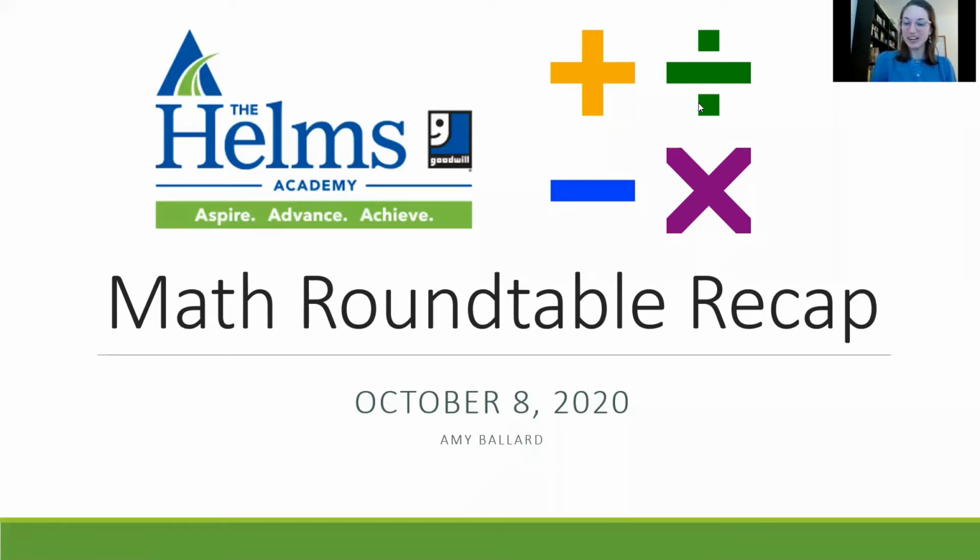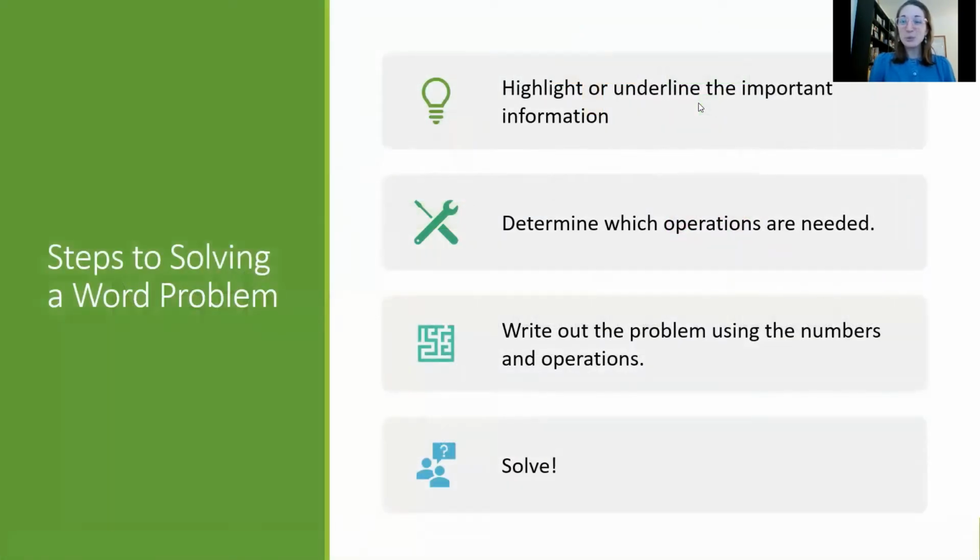8th, 2020. So we always start off with the important steps. First, we always need to highlight or underline the important information in the problem. And then we can determine which operations are needed. Do we need to add, subtract, multiply, or divide? And then we can write out the problem using the numbers in the operations, and we're able to solve it.